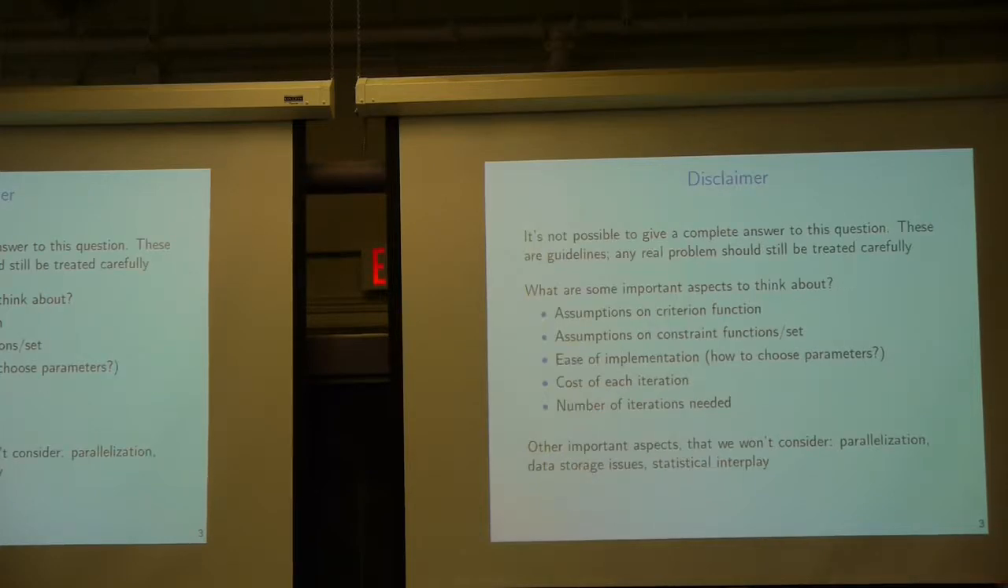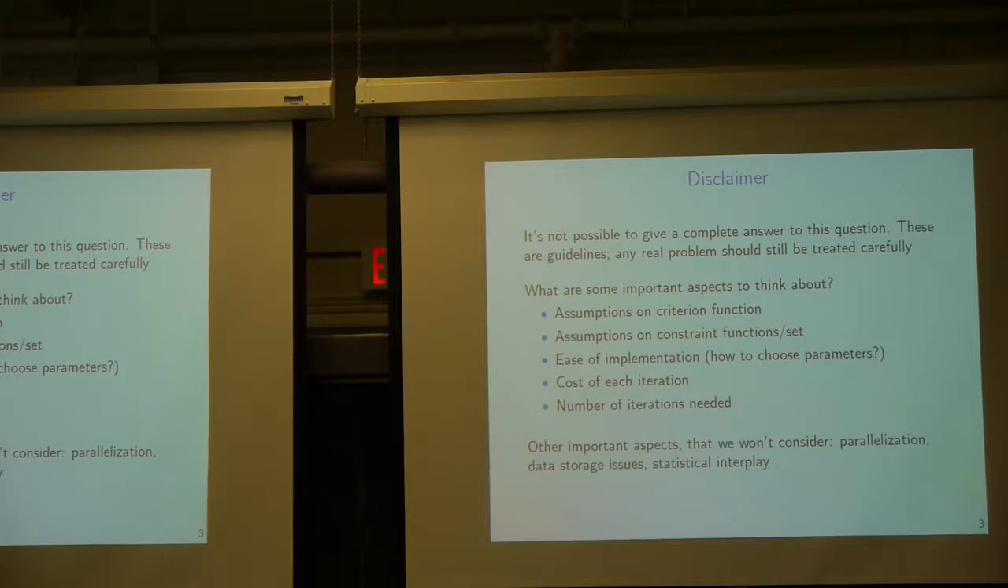So of course, I can't claim that I can give you a cookbook for, flip open to a page, you have an SVM with these parameters, use this method. That doesn't exist. Unfortunately, there's just no such cookbook. There's never a perfect answer as to what to use when. It always depends on the problem. So that's maybe a bit disappointing, but it's also what makes optimization an interesting field. Right? There's always a little bit of thought that has to go into algorithm design, what to use when. So like I said, any real problem you should still kind of treat carefully, but here's some guidelines we're going to talk about.